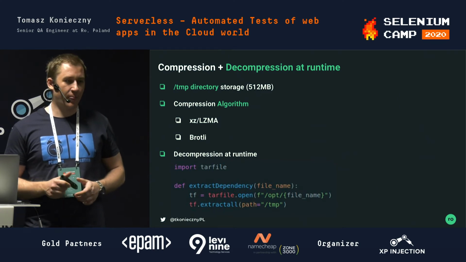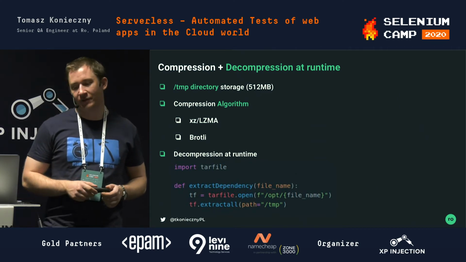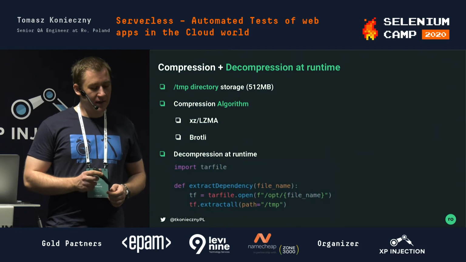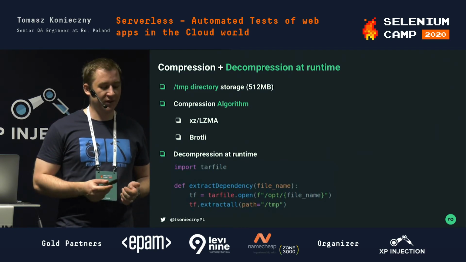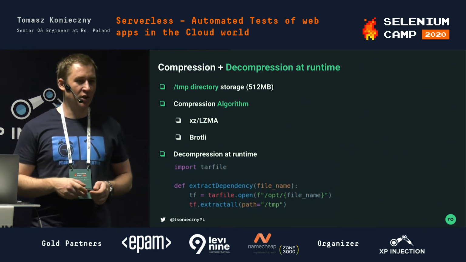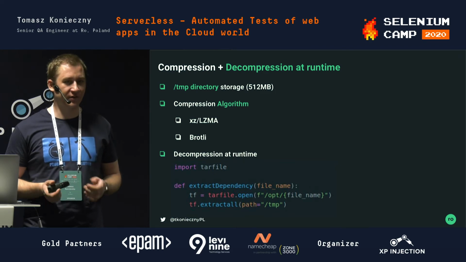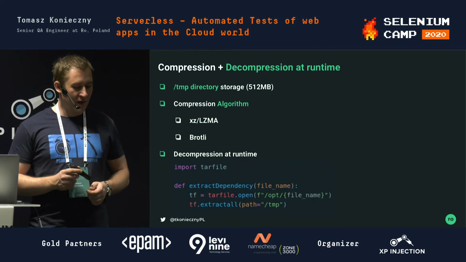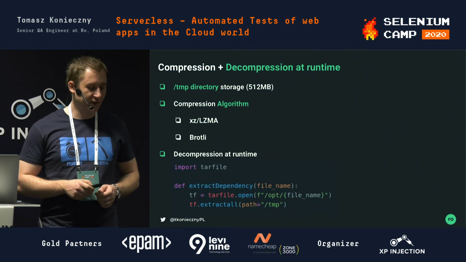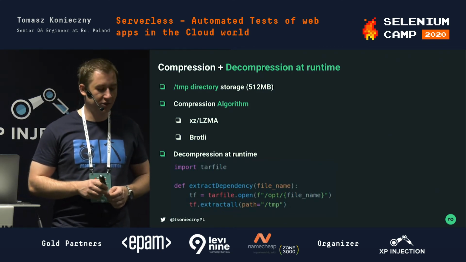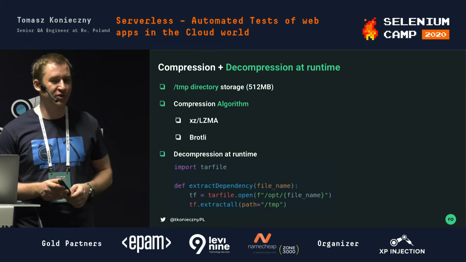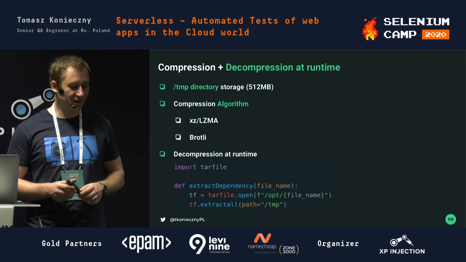The TMP directory is shared between different functions, so the first execution will do it, and we don't have to repeat it again and again. But we have to think to also include this one in our function. So before we start actually using the browser, we'll have to extract our dependencies. So not only Chrome, but also, for example, Chrome driver, if we need to compress this one too. The code is really easy here. I used XZ in this case, just a tar.xz file. It will be extracted from the opt directory, where all of the Lambda layers are copied, to the TMP directory.